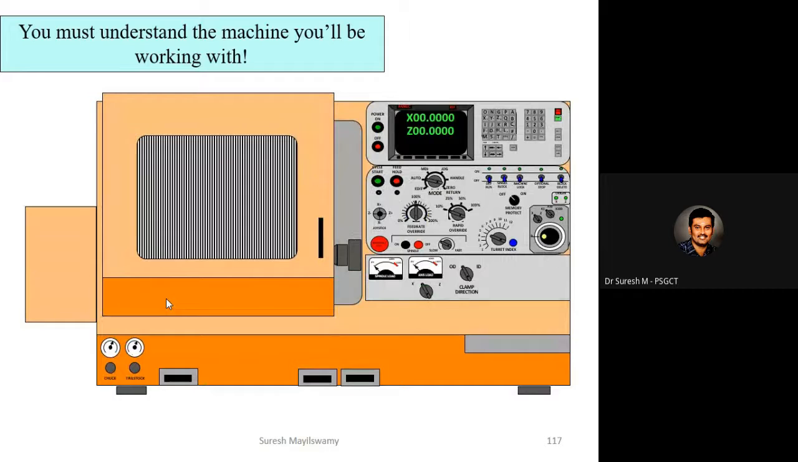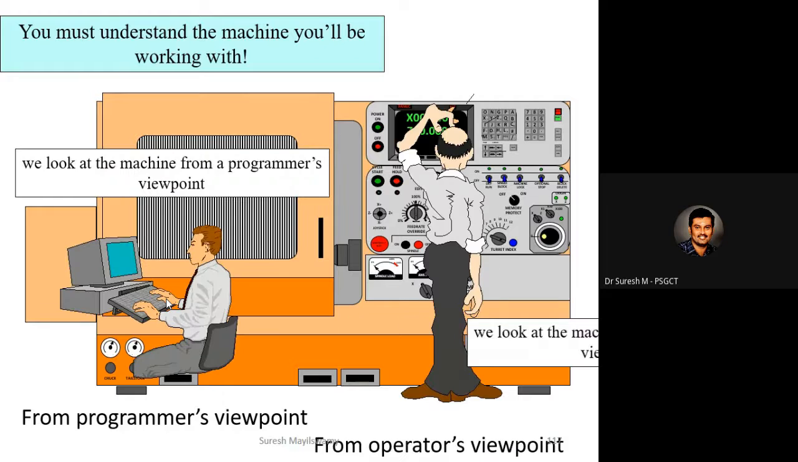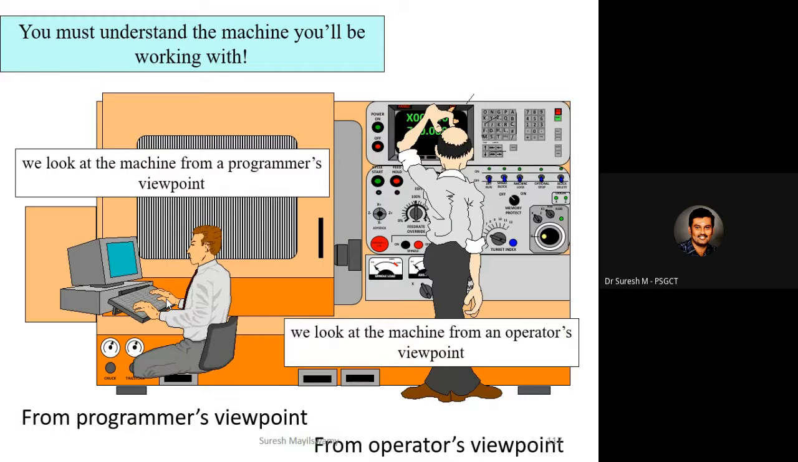And here you can understand the machine you will be working with. So this is the CNC machine. We have a CNC machine with a panel board and other mode switches. Also, we look at the machine from the programmer's viewpoint, as well as from the operator's viewpoint. Then only can we write an effective part program.